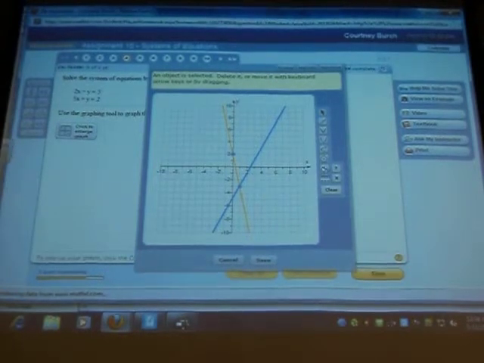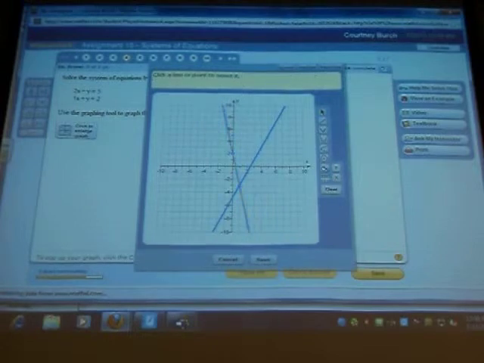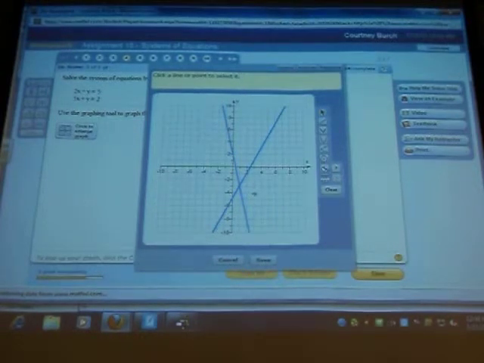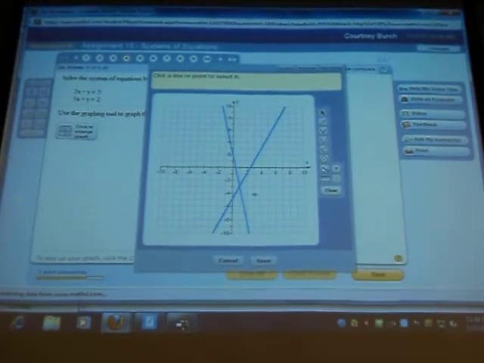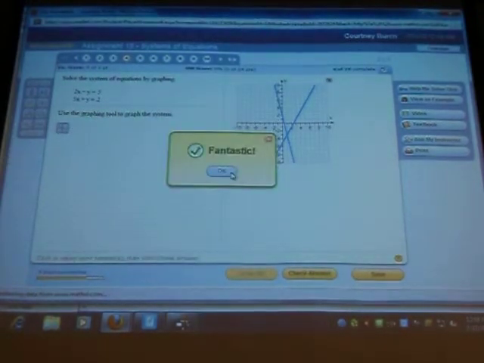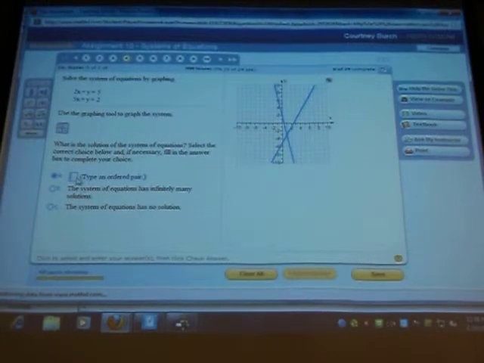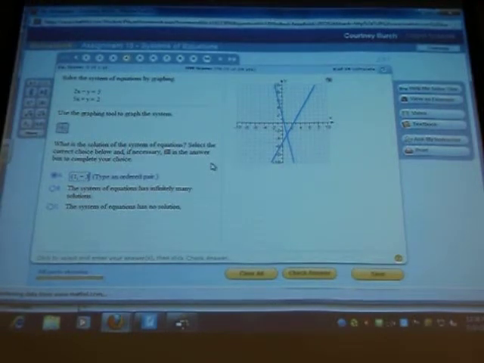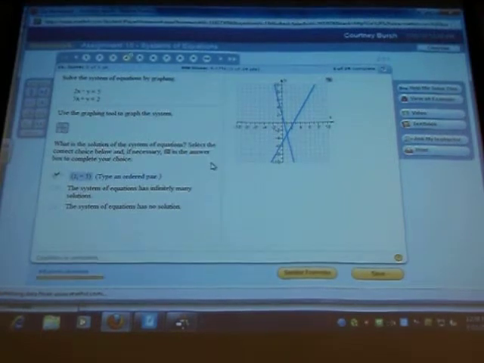Now what is my solution here? I just need to look for that intersection point. So it looks like my x is 1, and right here, my y is -3. So I would type my ordered pair: x is 1, y is -3. That's just the intersection point of my two lines.